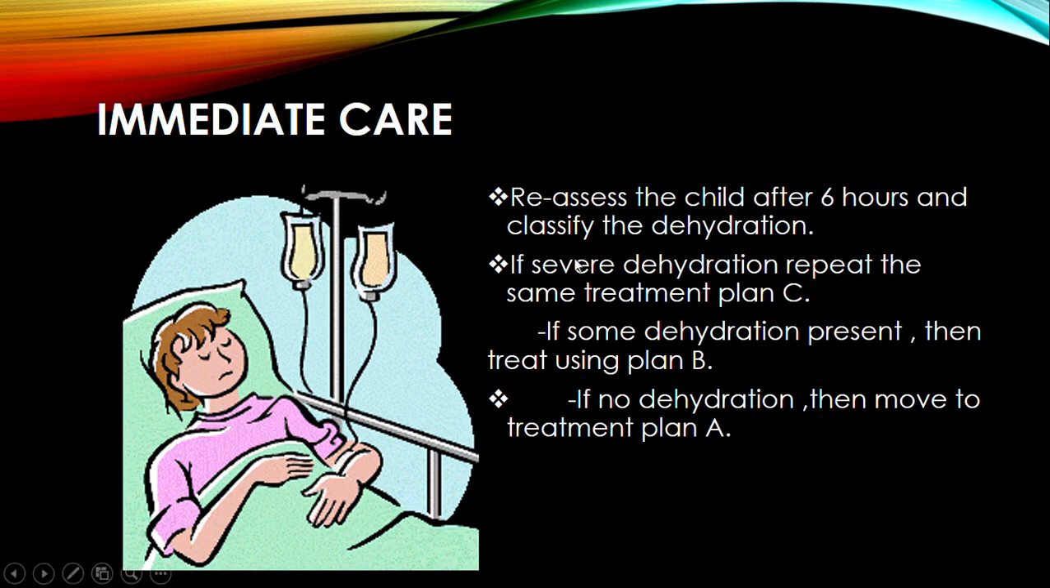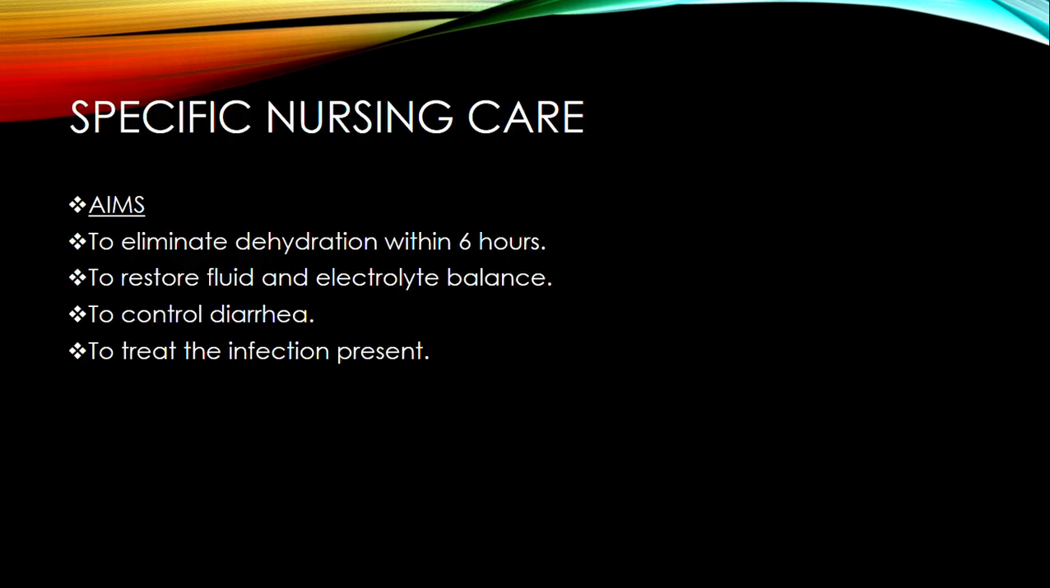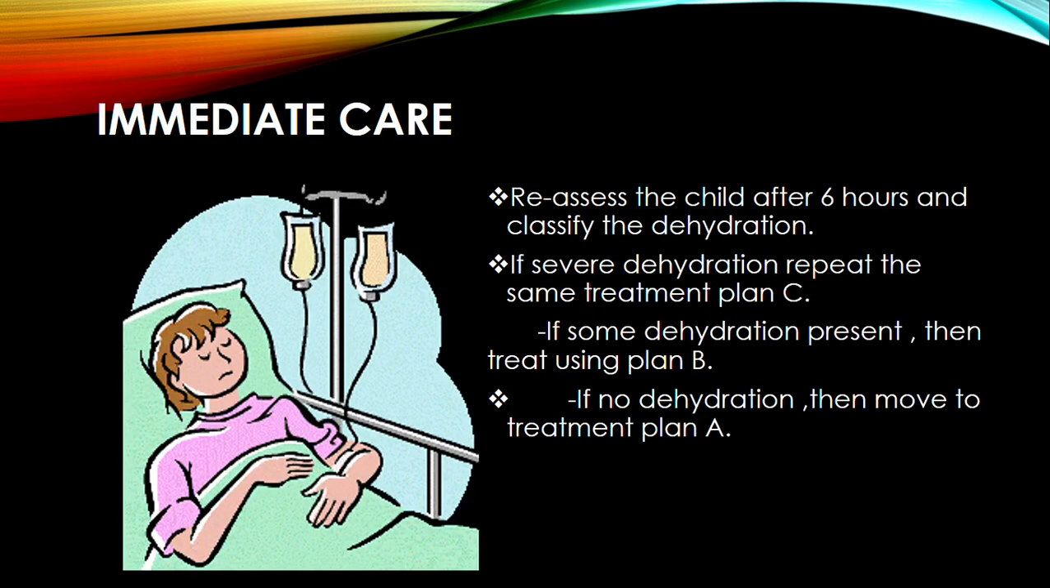If the child is still severely dehydrated, we are going to repeat plan C. If some dehydration is present, then we switch back to plan B using ORS. If no dehydration, then we move to plan A. So that is the medical management of a patient with some dehydration or severe dehydration. Remember that severe dehydration is an emergency and it requires immediate care.